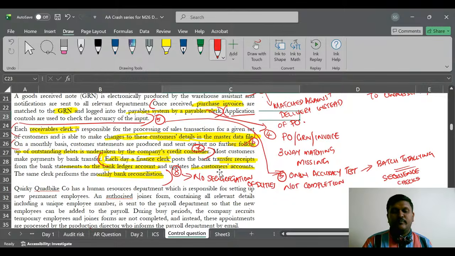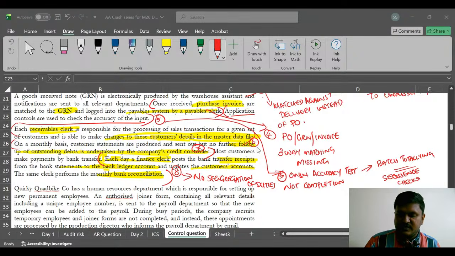Recommendation: it should be done by a separate party, and the auditor should verify that this has been done, by observing the process and checking the documents. And the monthly bank reconciliation is not reviewed, so that could be another thing you can take as a basis over here. So these are the things.